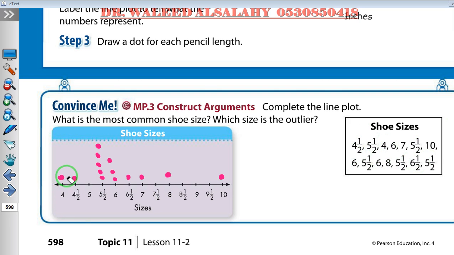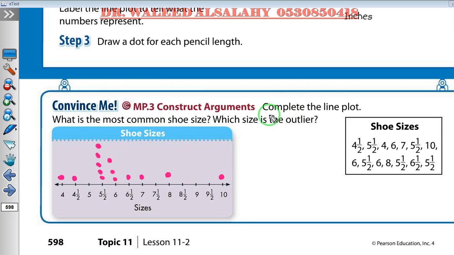Count the dots. 1, 2, 3, 4, 5, 6, 7, 8, 9, 10, 11, 12, 13, 14. We can count the numbers also. 1, 2, 3, 4, 5, 6, 7, 8, 9, 10, 11, 12, 13, 14. So my answer is true because the numbers are the same as the dots.